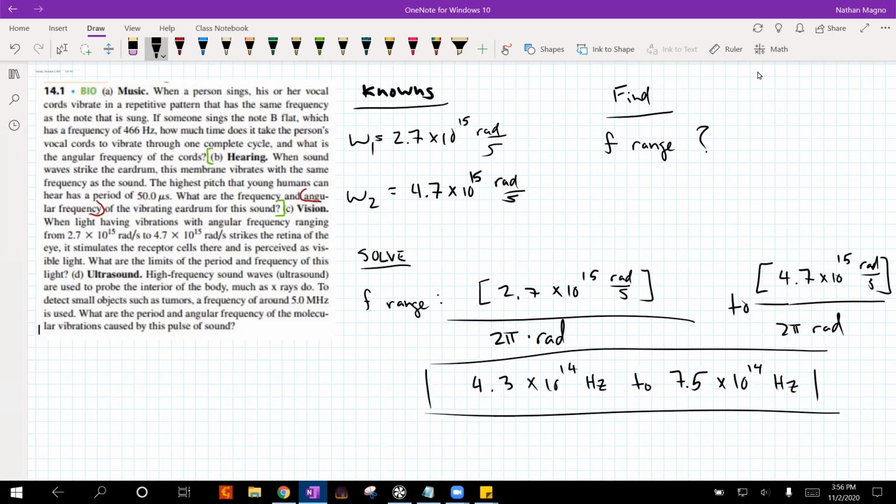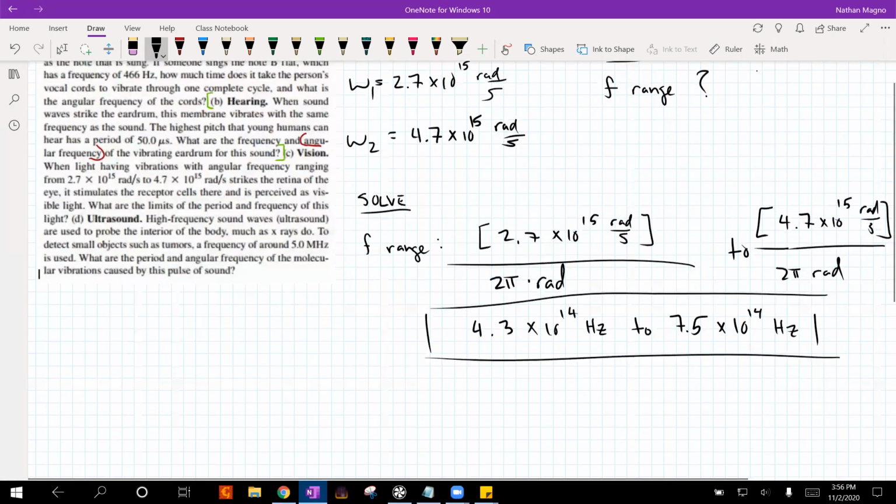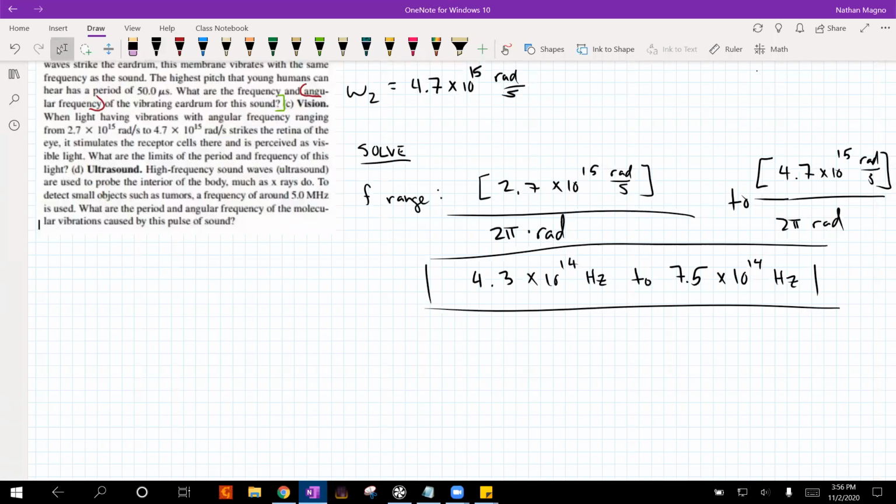And I believe it asks for the period range as well. What are the frequency and angular frequency? Oh, so we need the angular frequency. And I kind of just gave you all the hint. So how would y'all get the angular frequency based off the frequency we just found? Oh, Sue, I saw you just popped in. I'll add you to the attendance. Anybody got a way to solve this? Or how would you get the angular frequency?